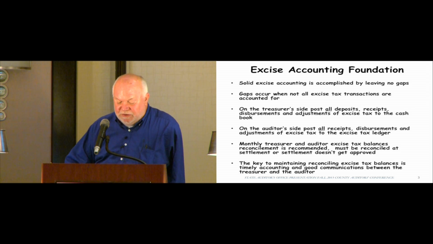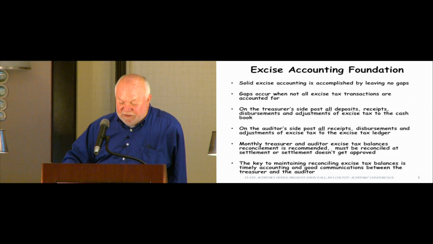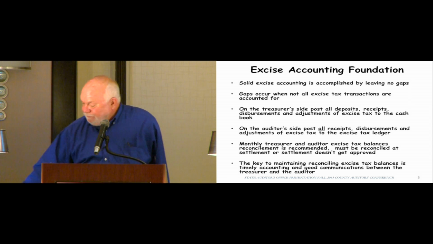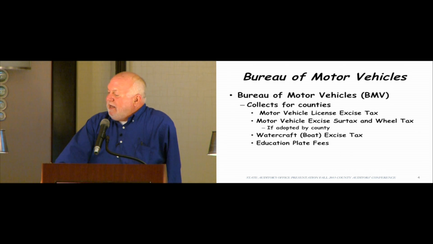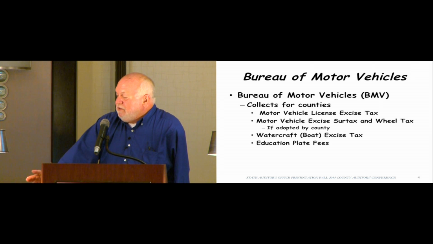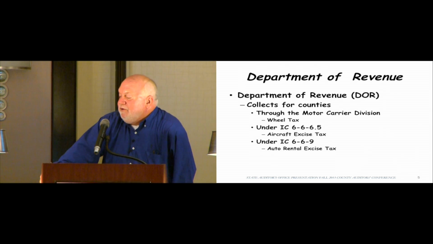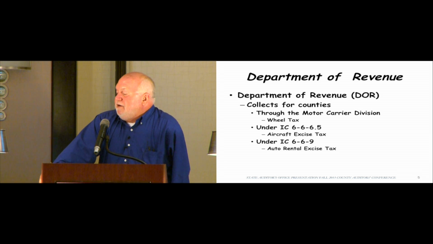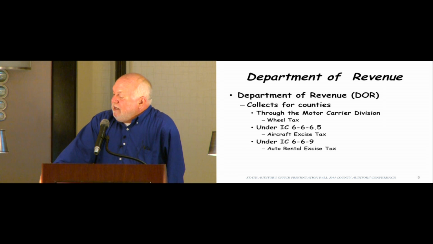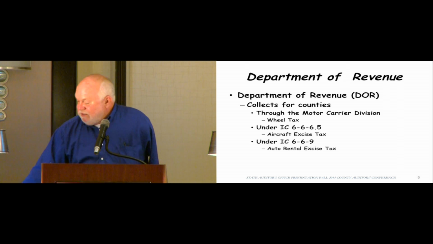The next several slides I'll go through rather quickly, telling you what the sources of the excise are. The Bureau of Motor Vehicles collects the vehicle excise tax, the excise surtax and wheel tax, the watercraft or boat excise, and the education plate fees. The Department of Revenue collects wheel tax through their motor carrier division, because it handles registrations of semis and trucks. They also collect the aircraft excise and the auto rental excise.